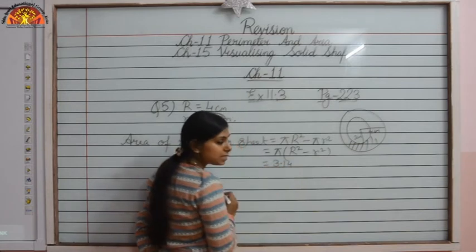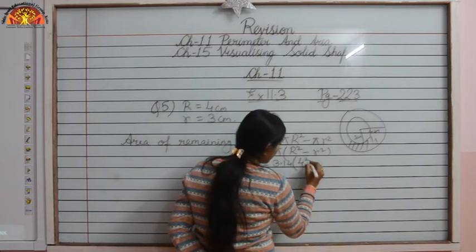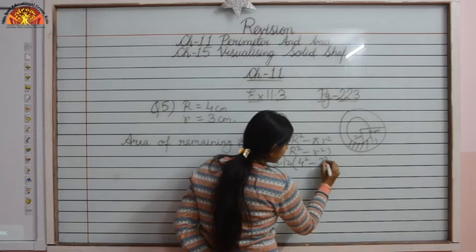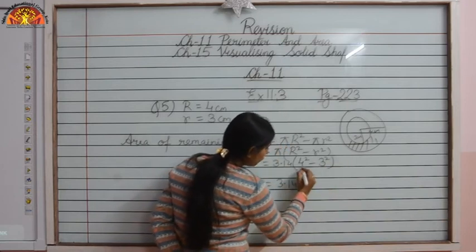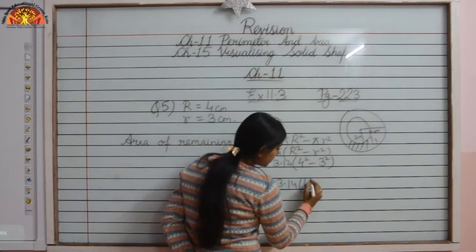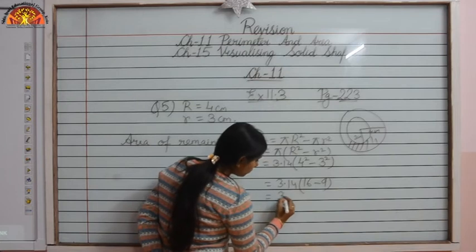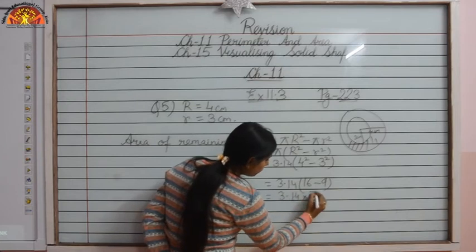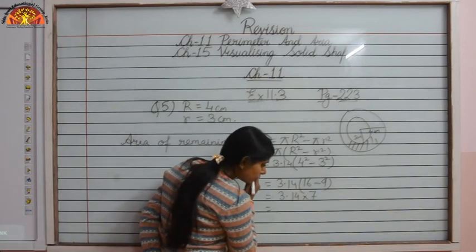where pi is 3.14. We are taking pi as 3.14. R is 4 centimeters, so 4 square, and this is 3 square. So 3.14 into, what is the square of 4? It is 16, and the square of 3 is 9. So 3.14 into 7. Okay, 16 minus 9 is 7. So we can just calculate the area of the remaining sheet.